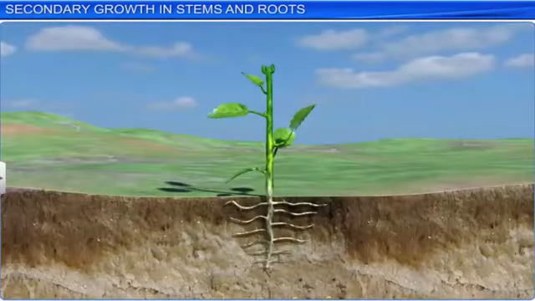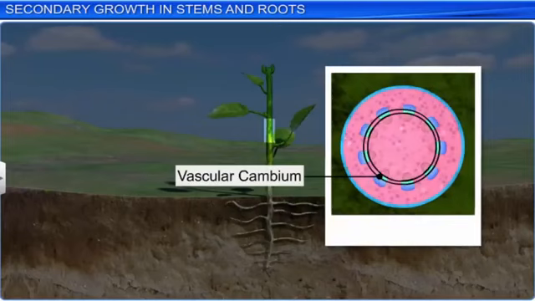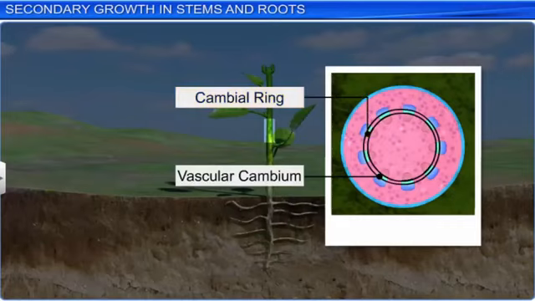When the stem is young, the vascular cambium is present as a patchy single layer. However, in the later stages, it develops into a complete ring, also known as the cambial ring. Let's understand how this ring is formed.